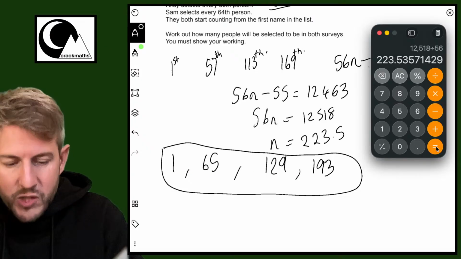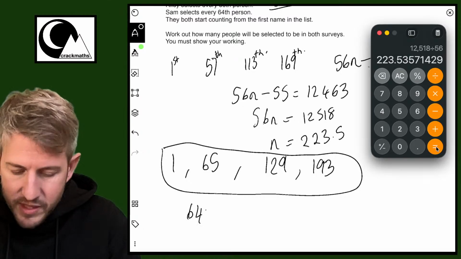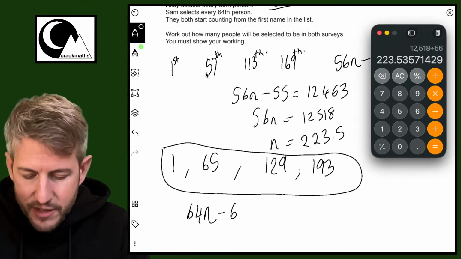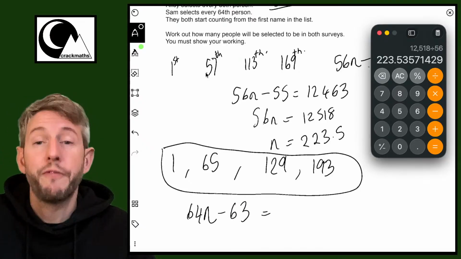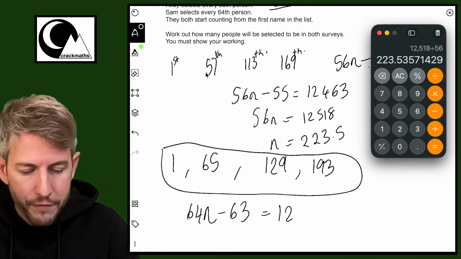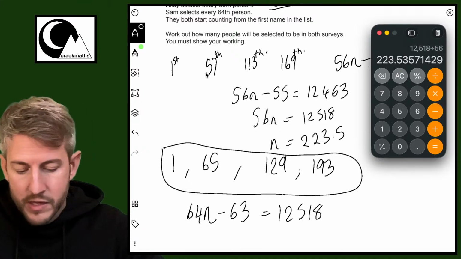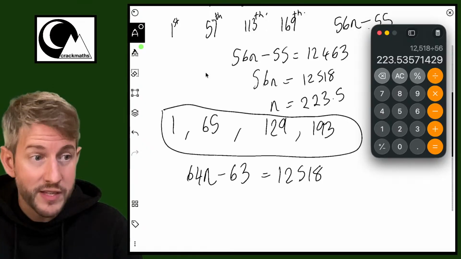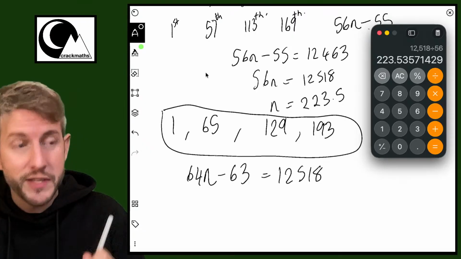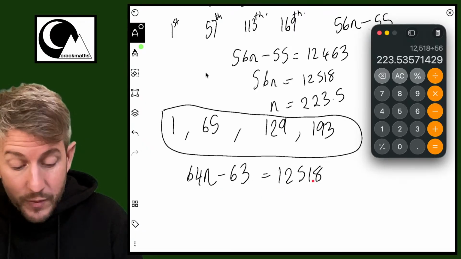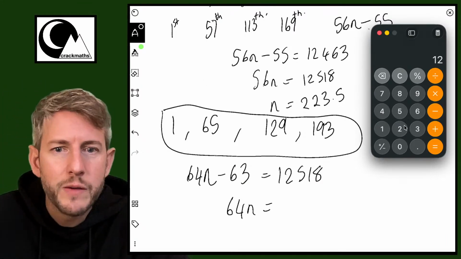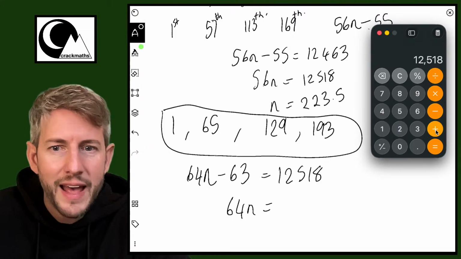We know it's going up in 64s, so it's 64n. And then we need the first term to be 1, so we have to take away 63. Now we want to find out how many terms there will be within the total of the 12,518 people. So we've got this equation to solve, and this will tell us how many terms there are inside this number of people. So 64n take away 63, we can do 64n equals 12,518, add the 63.